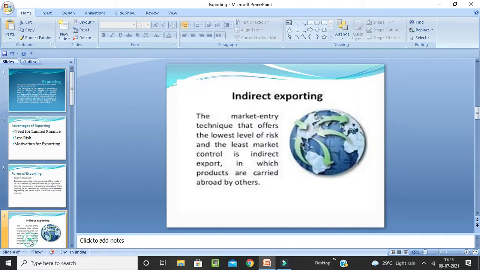If you see this picture, you can understand what the globe is showing. In indirect exporting, this is North America. They are selling some goods, importing and exporting is taking place within the globe. A chain is there. So the market entry technique that offers the lowest level of risk and the least market control is indirect export, in which products are carried abroad by other people.